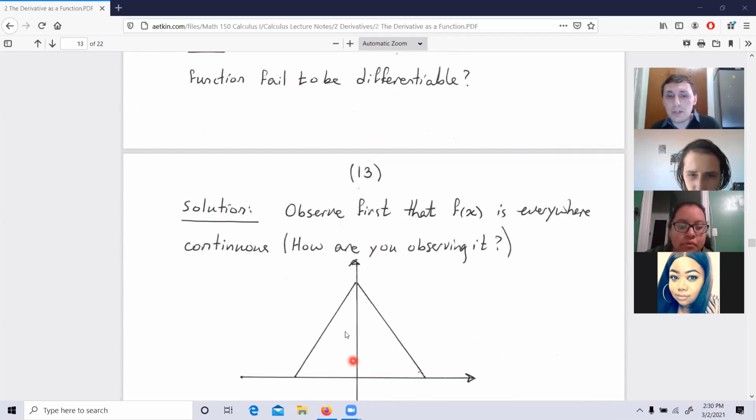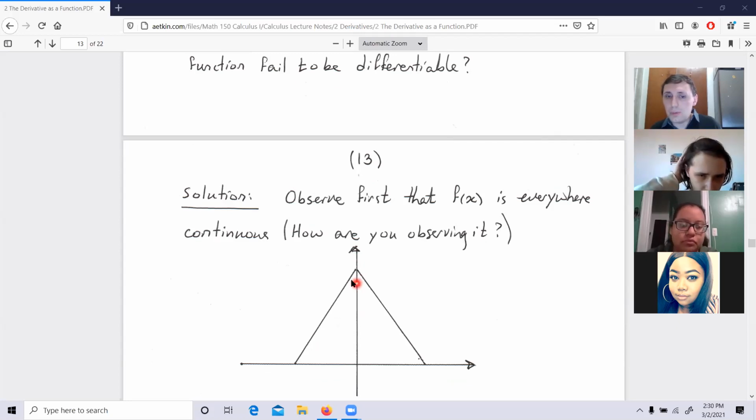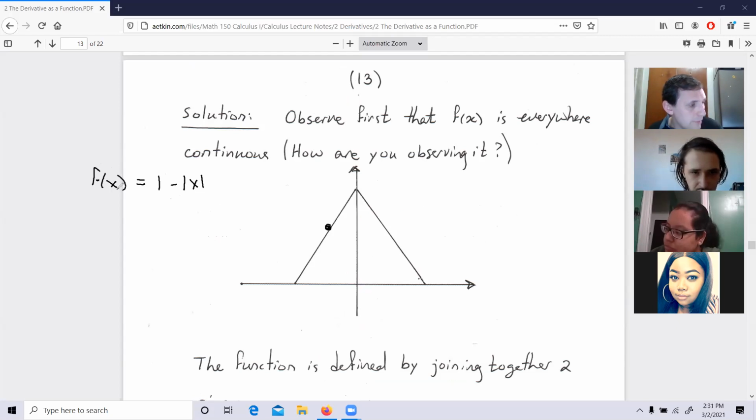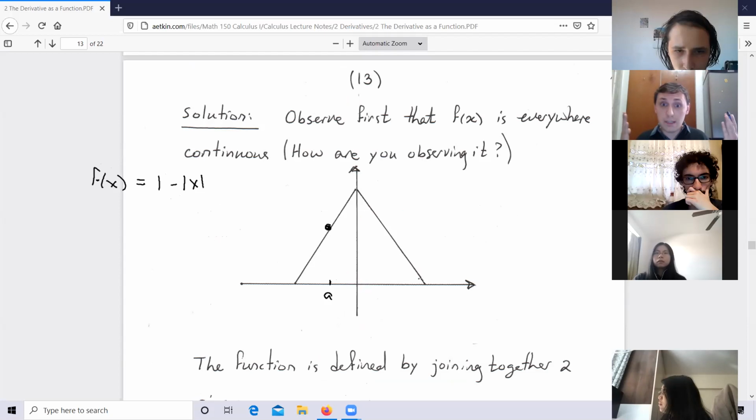Now the function will fail to be differentiable at x equals 0. Correct? Would you please tell me, if I select any point without doing any calculations, again, remember the function is 1 minus absolute value of x. That's my f of x. If I select any point here, here is a point A. Tell me, please, what will be the derivative if I calculate the derivative at that point? No calculations, 0 calculations. Right away, tell me.